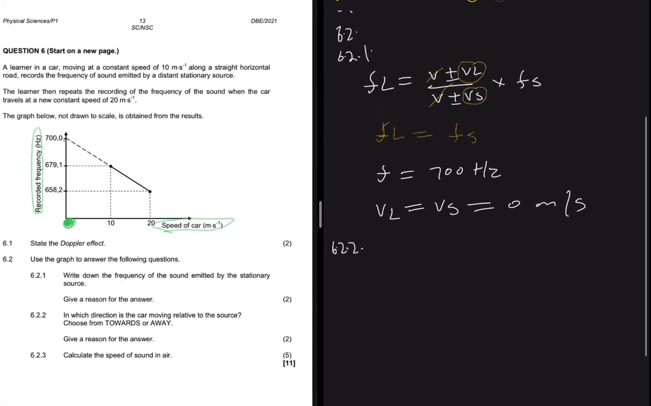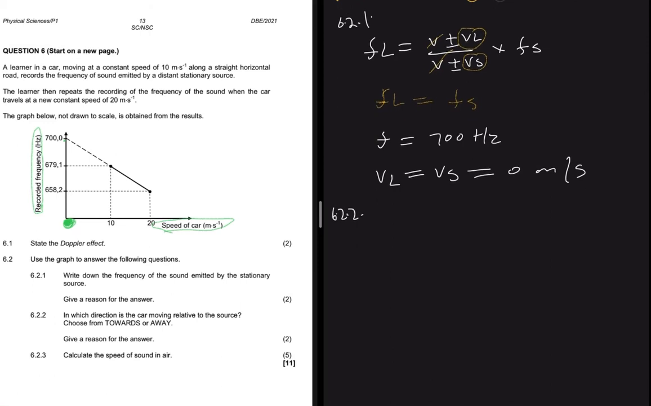Let's move on to the next question. 6.2.2: In which direction is the car moving relative to the source? Choose from towards or away. Give a reason for the answer. Again, we have to stick to the graph we have. That's what the question requires of us. So when the velocity is zero, the frequency observed is 700 hertz. When the velocity is 10 meters per second, the frequency observed is 779.1. So it seems like when the speed of the car is increasing, the frequency observed is going down.